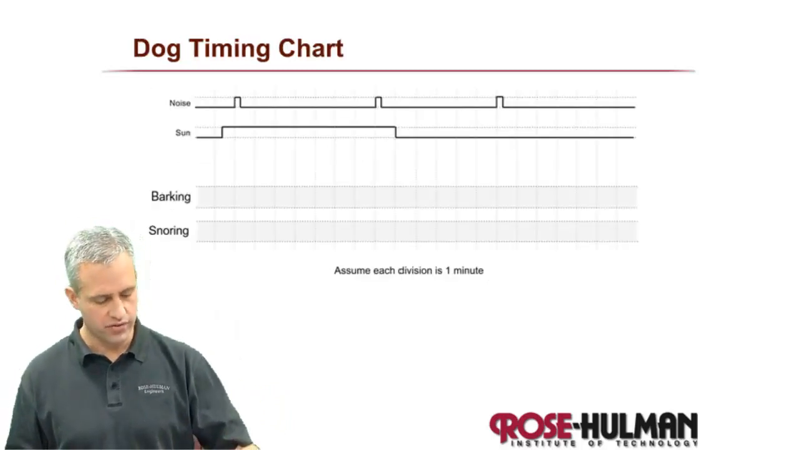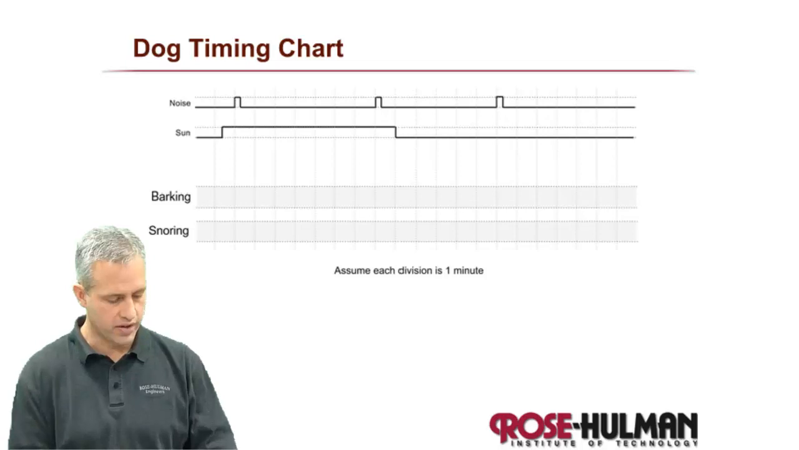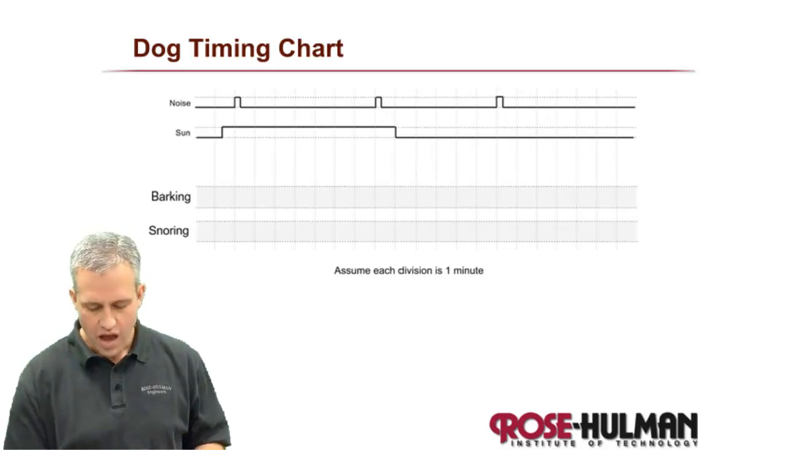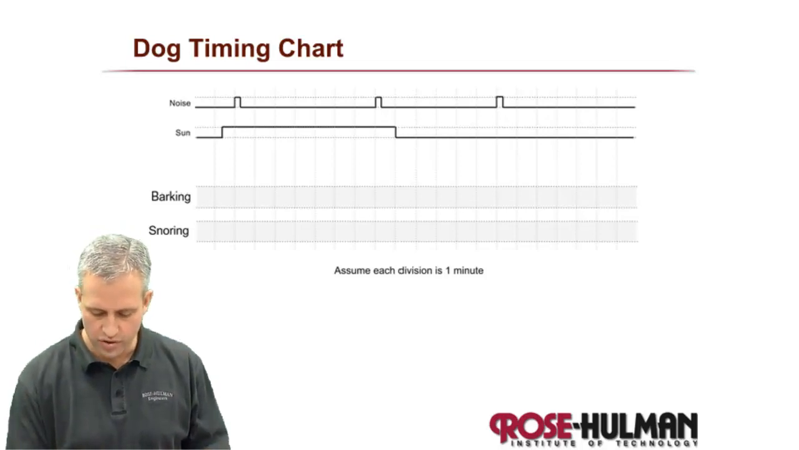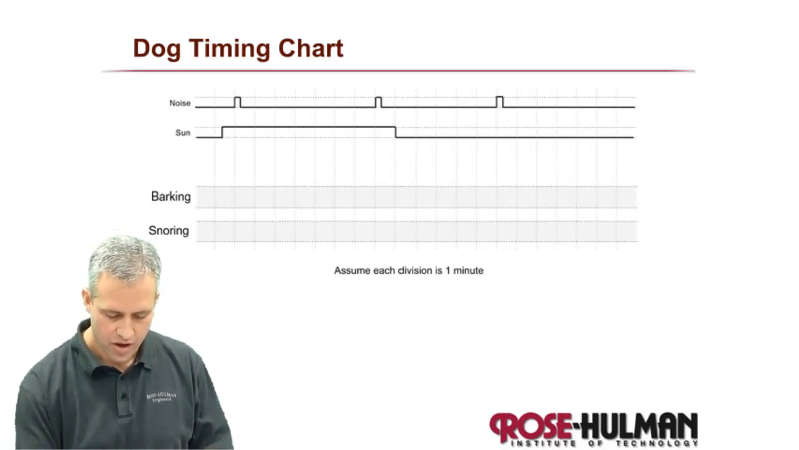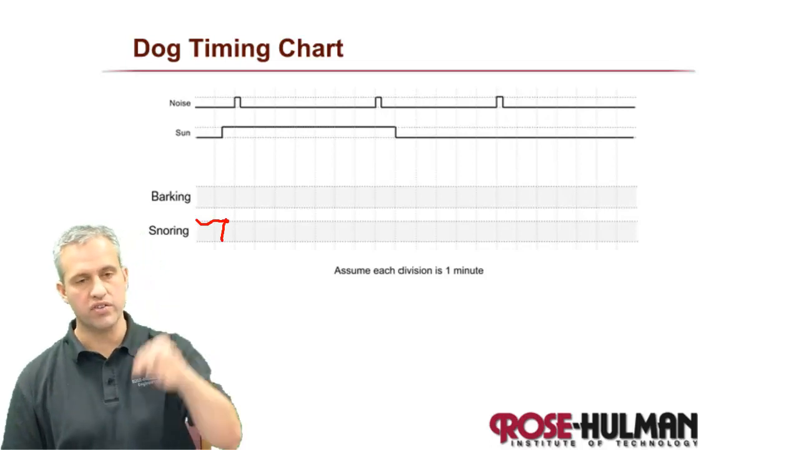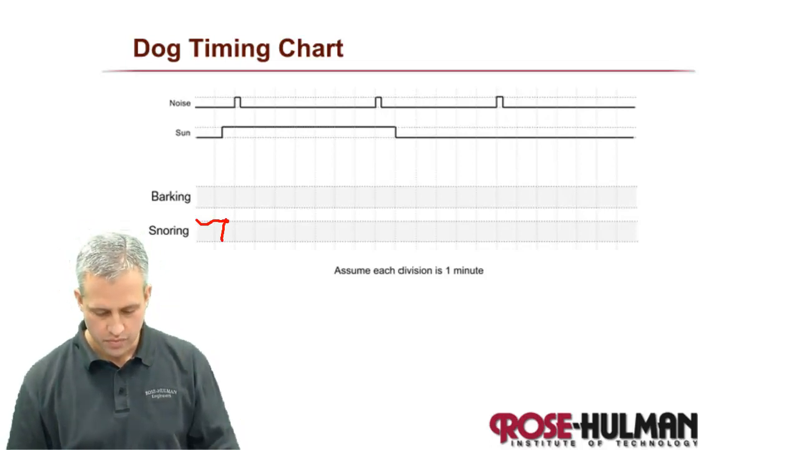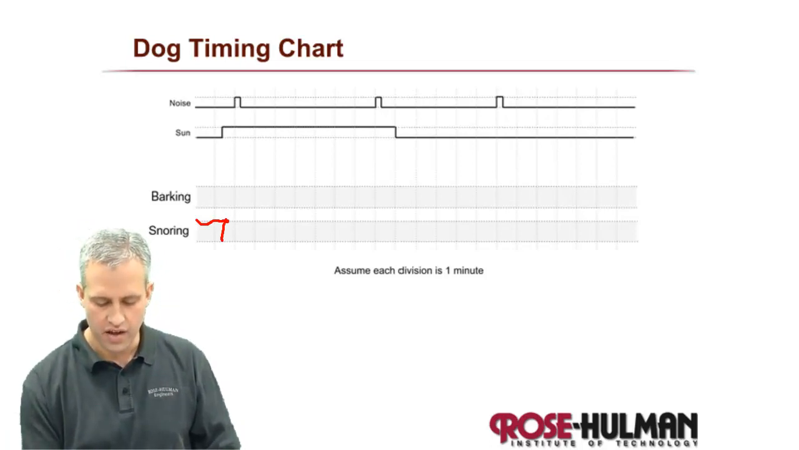Just to make sure you've got it, let's go ahead and do a quick timing chart together. This one I'll just do with you because the goal is for you to build the finite state machine, not the timing chart. So he starts off asleep, is how I want you to start this off. And that tells you where the reset arrow should go to.